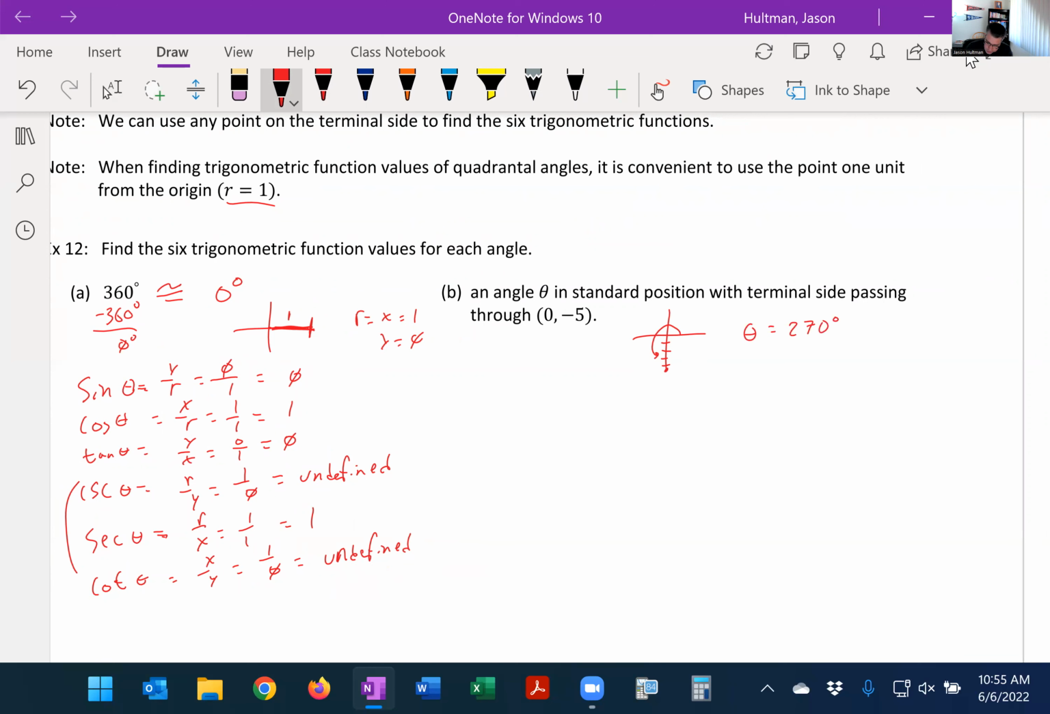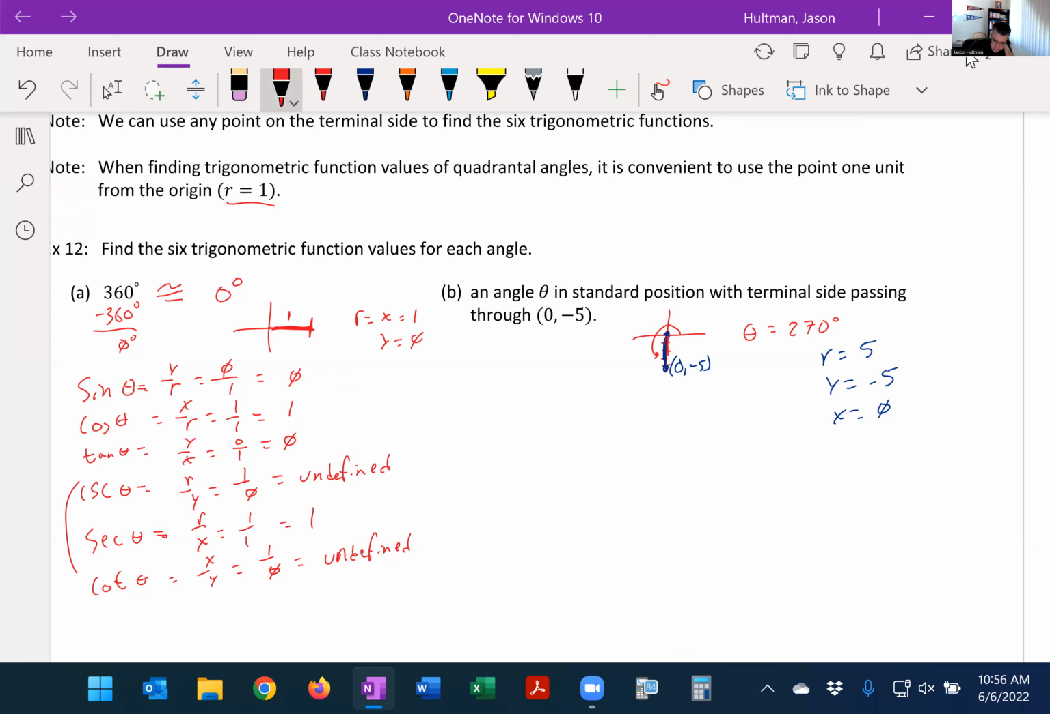So we want to know, well, what's the sine here? If I were to just go from the origin to the point to find out what r is, r is the distance from the origin to the point, and the point is at (0, -5). The distance between (0, 0) and (0, -5) is just 5. So r is equal to 5 there. But the y value is -5, and the x value is 0.